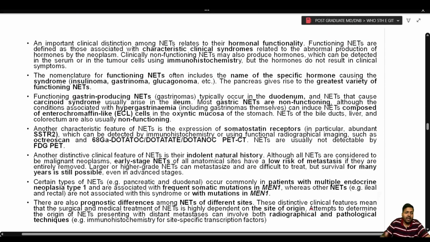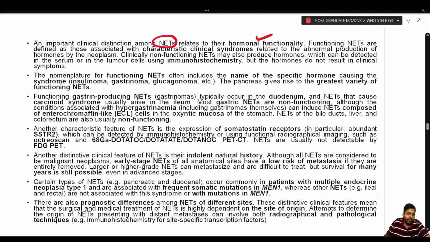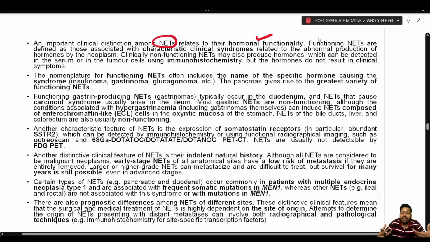Okay. Now, an important clinical distinction among the neuroendocrine tumors relates to their hormonal functionality. So neuroendocrine tumors can be functioning or non-functioning. Functioning means that the hormones present in a particular neuroendocrine tumor are causing or producing certain clinical syndromes. So functional neuroendocrine tumors are defined as those which are associated with characteristic clinical syndromes related to abnormal production of hormones by the neoplasm. Okay, for example, in a gastrinoma, gastrin hormone is being produced, so that is giving rise to a particular clinical syndrome.